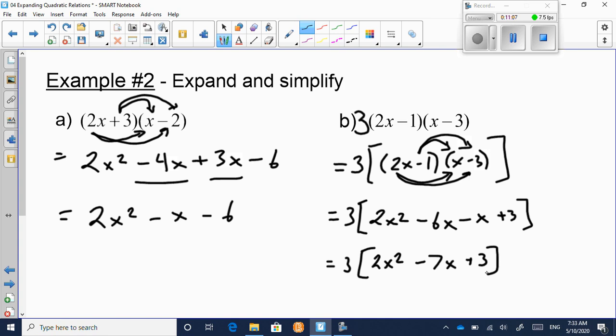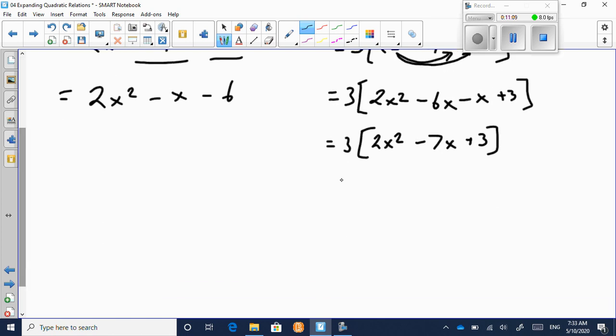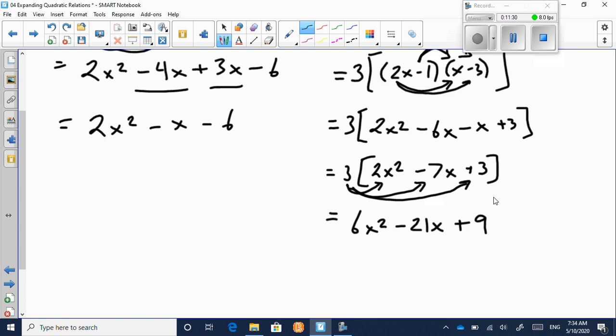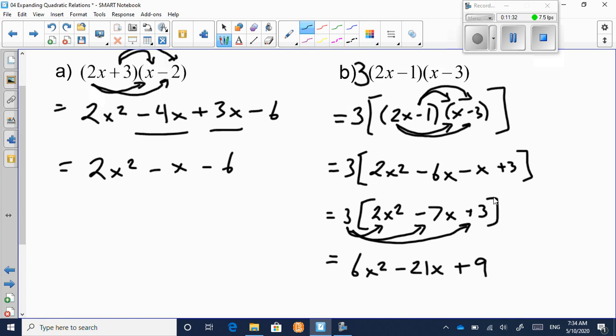Plus 3. Okay, and then finally now we'll use kind of the distributive that you guys have seen in grade 9, which is we can now take the 3 throughout. So 3 times 2x squared is 6x squared, 3 times negative 7x is negative 21x, and 3 times 3 is 9. So that's just if there were a number out front. There are other ways of handling that number out front, but I think this is the easiest.